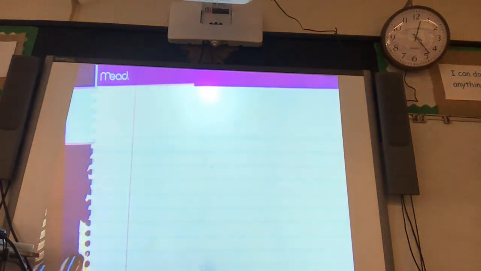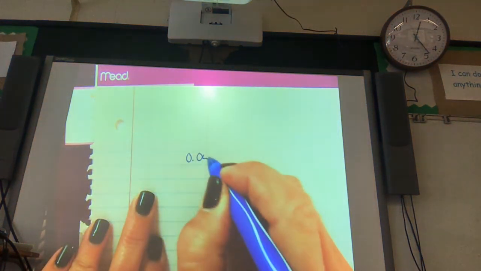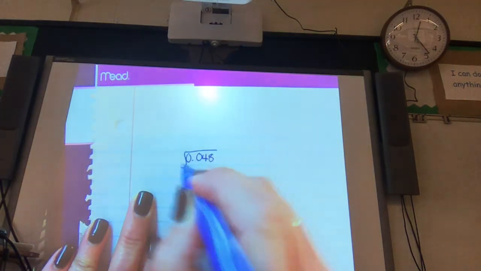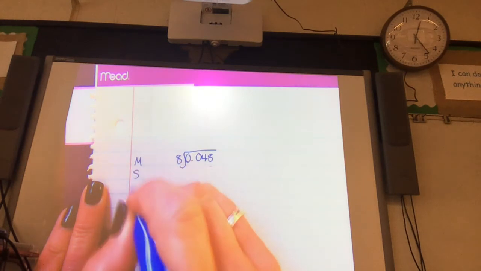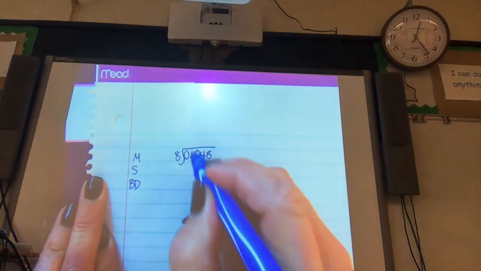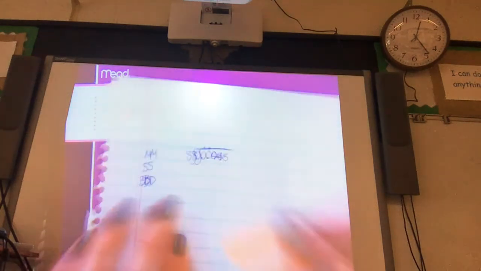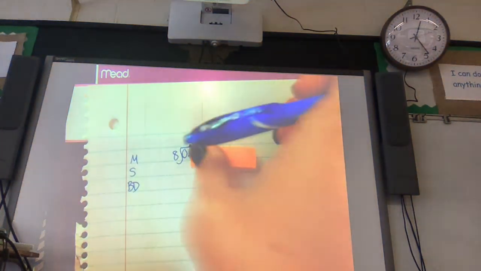I'm just going to work some different problems for you, just so you can get a grasp on what it looks like straight from the beginning. So first thing we'll do is 48 thousandths divided by 8. Remember, multiply, subtract, bring down are the three steps. I'm going to go ahead and put my decimal point in the quotient, and I'm going to hide all of my numbers but one.